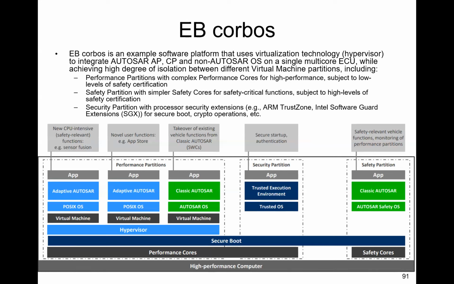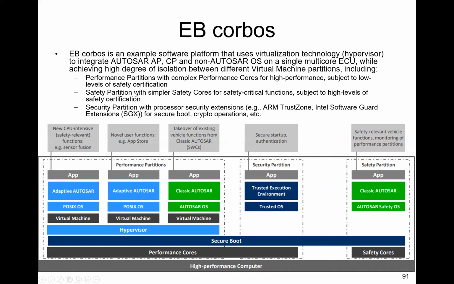Another company's product is EB Corbus. EB is an automotive supplier in Germany. Their platform uses virtualization technology, a hypervisor, to integrate AutoSAR AP, CP, and non-AutoSAR OS on a single multi-core ECU, which achieves high levels of isolation between different virtual machine partitions.